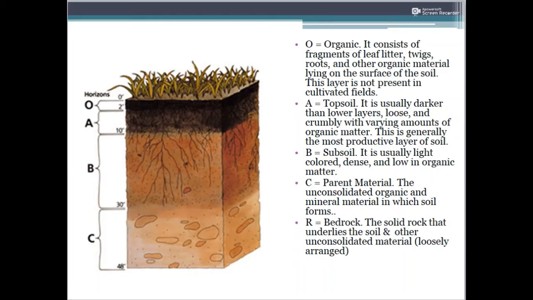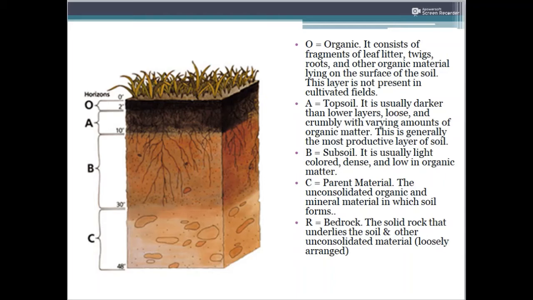And just below the O horizon, you have the A horizon. It's easy to remember, OABC. O is the organic layer, and below that you have the topsoil, which constitutes the A horizon, and that has been found to be usually darker than the lower layers, and it has been found to be loose and crumbly with a varying amount of organic matter. And this is generally the most productive layer of the soil.